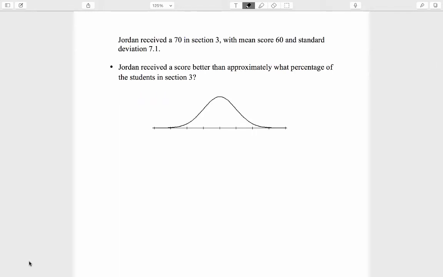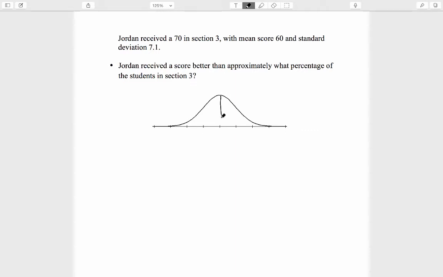Jordan received a 70 in Section 3 with mean score 60 and standard deviation 7.1. Jordan received a score better than approximately what percentage of the students in Section 3? Measured in standard deviations, there is some number z here, such that Jordan scored z standard deviations above the mean. That z-score is computed as exam score minus mean, all divided by standard deviation, and that turns out to be 1.41 standard deviations above the mean.